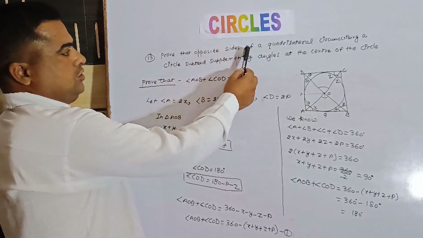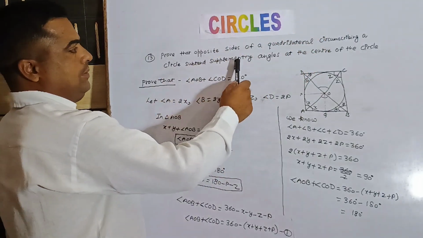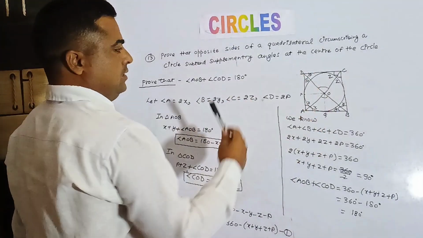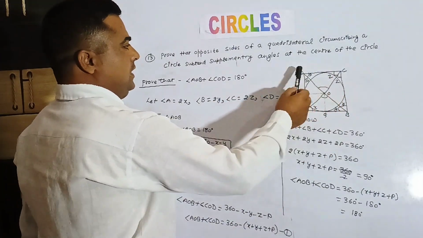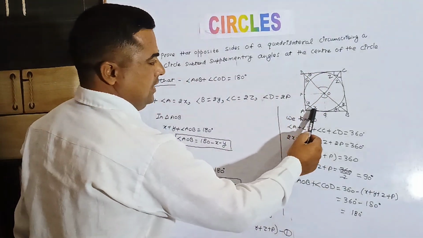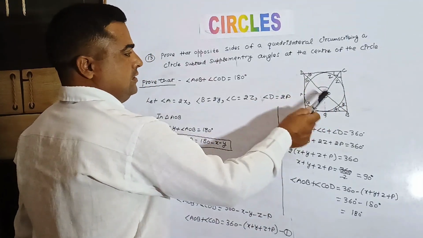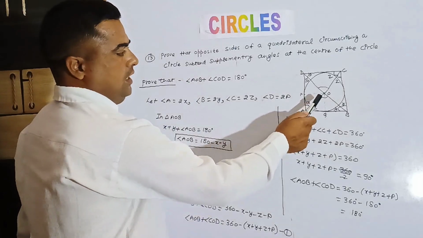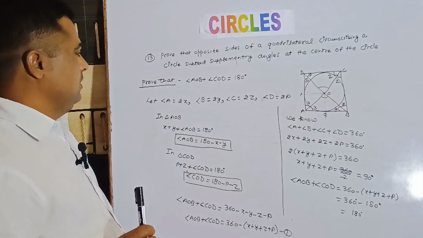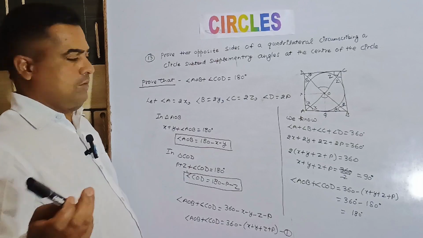Prove that opposite sides of a quadrilateral circumscribing a circle subtend supplementary angles at the center of a circle. Students, we have a circle and quadrilateral ABCD is circumscribing this circle. So we have to show opposite sides, meaning AB and CD, will subtend 180 degrees at the center. Meaning we have to show the sum of angle AOB plus angle COD will be 180 degrees. We have written here AOB plus COD equals 180. We have to show this.